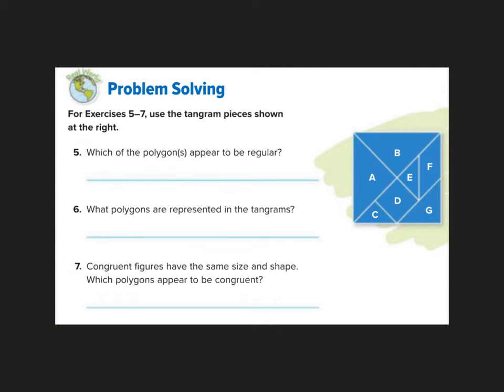For exercises 5 through 7, use this tangram. Which of the polygons appear to be regular? D. D appears to be the only one that's regular to me. It seems like all the triangles are isosceles triangles. 2 sides are the same, third one's longer. I would say polygon D. Okay. That looks like the only one to me. I'm going with that.